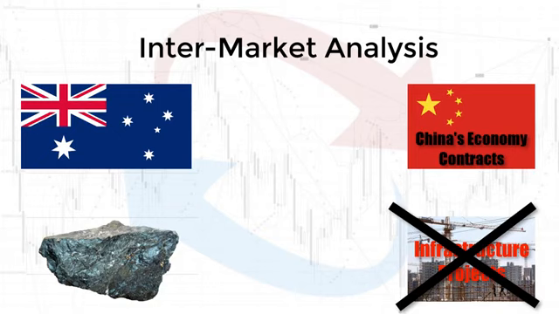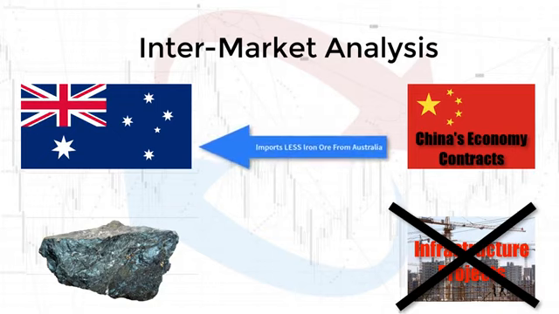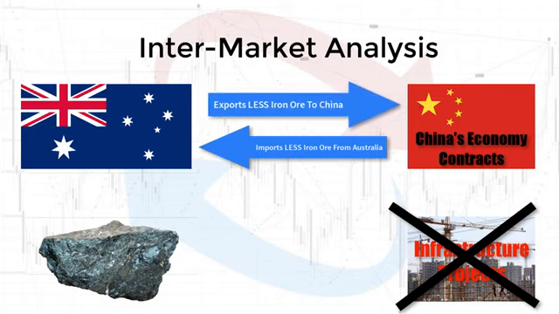So if China decides to cut back on new projects, Australia will be affected because Australia will be forced to export less to China, thus affecting their GDP and the possible value of their currency.